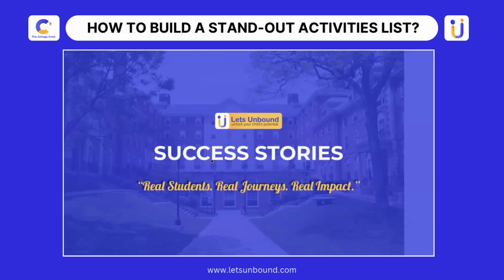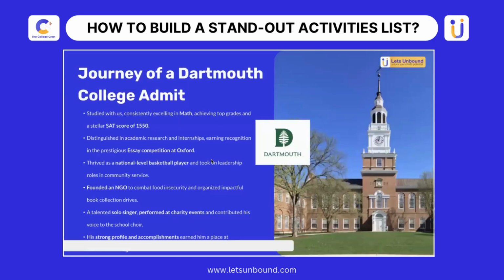This is a story of a kid that I had directly worked with, who had a very strong list of extracurricular activities. For example, he was a national level basketball player. He founded an NGO to combat food insecurity and organized impactful book collection drives. He was a talented solo singer and performed at various charity events. At the same time, he had a very solid SAT score of 1550 and a grade 12 result above 95%. Adding one more part to his profile, he had also won the most prestigious essay competition at Oxford. So a lot of activity, even among the extracurriculars, backed up by the academic grades required to get through this process.